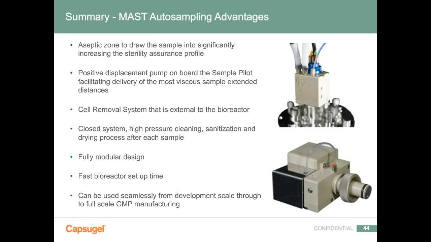Our overall system is a closed system, so we can utilize high pressure for the cleaning, sanitizing and drying processes, which is important for reducing clogging and getting your system to be reliably and consistently back to its original state after every sample. The whole system is completely modular, so you can start very simple and add modules as you need to. The bioreactor time is quick, and you can take this technology and scale it up through GMP manufacturing.